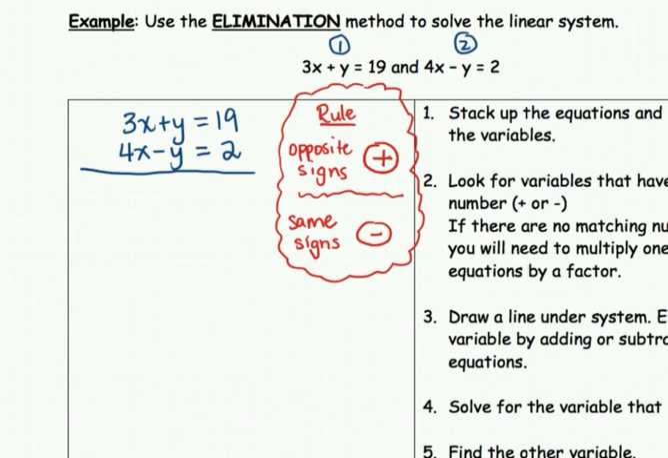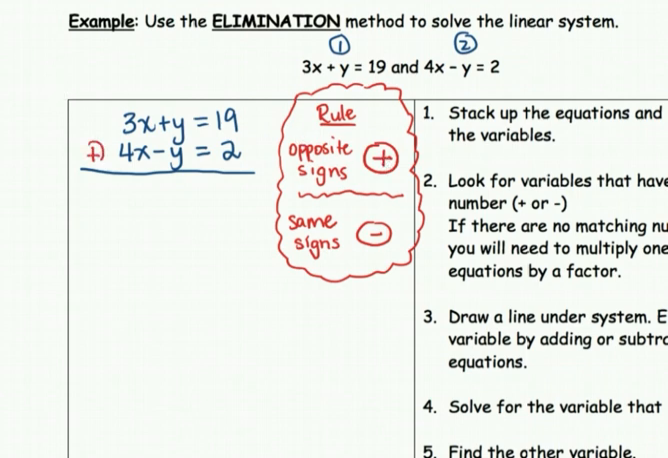The rule of thumb is if they have opposite signs, so one's positive 1, one's negative 1, I want you to decide that you're going to add these equations together. If the signs were the same, so they were both subtract, or add and add, then I want you to use subtract. You want to subtract these equations. So in this case, we want to get rid of y. We're going to add them.